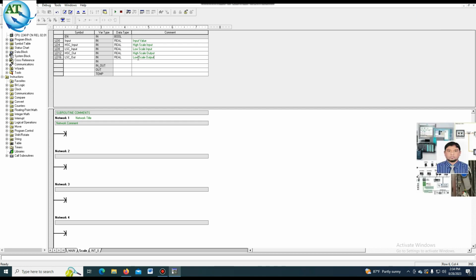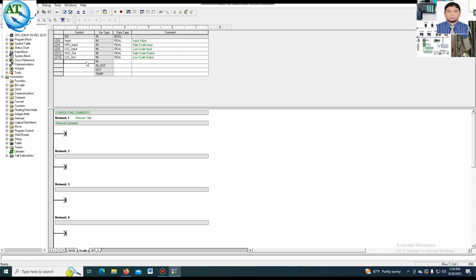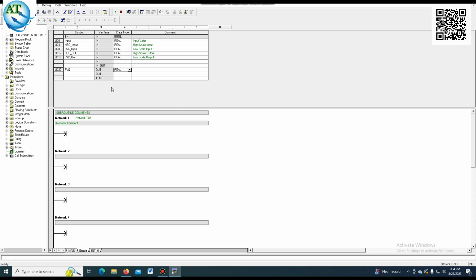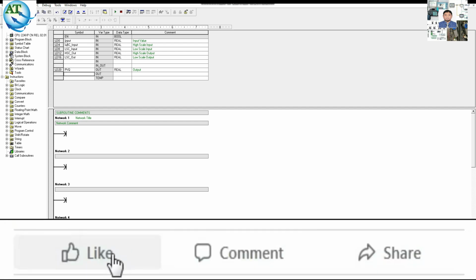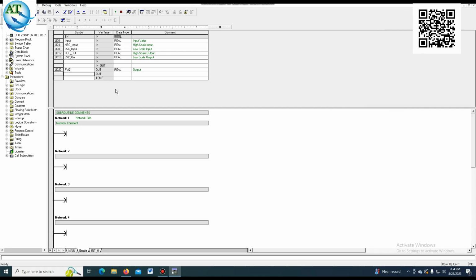We have defined all the inputs. Then we go to the output that we want to output. We define it directly as the PVQ output, and it is also real. Okay, it is the output, and we comment it as output. We define these symbols because if we define them, we can easily understand the scaling program. For that reason, I am making the symbol table.